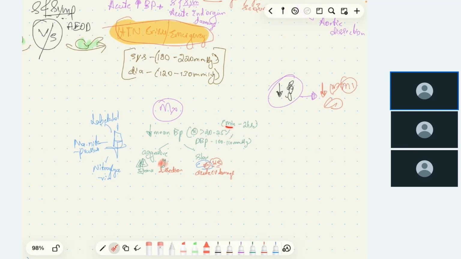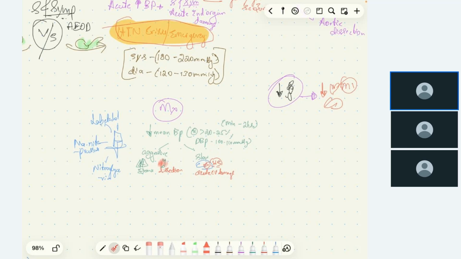to hours, 2 hours. Meaning, we will decrease the mean BP by less than 20 to 25% in minutes to 2 hours. And diastolic blood pressure should only be decreased to 100 to 110 mmHg. Please don't take it below that. I hope all of you understood this point.